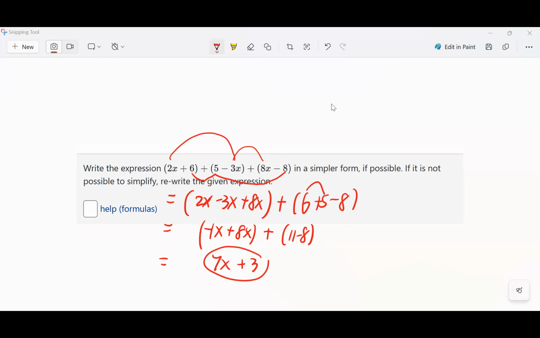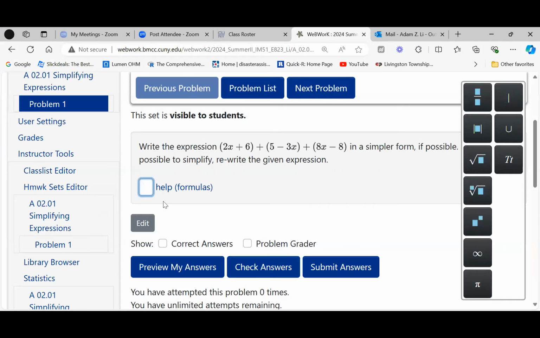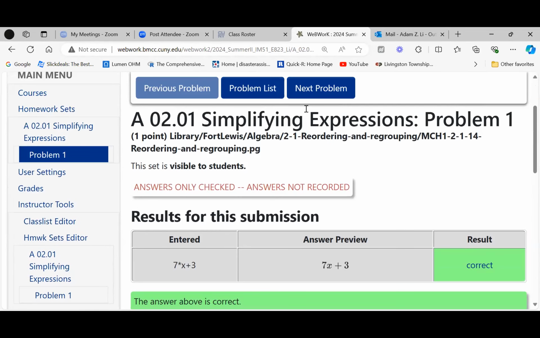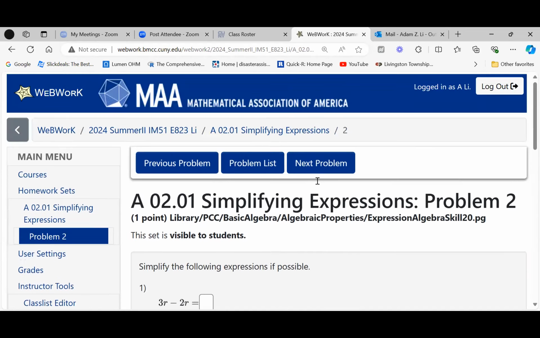Okay, so let's go back and put in the answers here. 7x plus 3. Okay. So here on the side, just in case you miss some, let's say fractions, absolute values, square root, any root, we're going to learn this later in chapter 8. Exponent, infinity, pi, all this, you can get it here. And you can submit it and get instant feedback, whether it's correct or incorrect. So let's look at the next question.